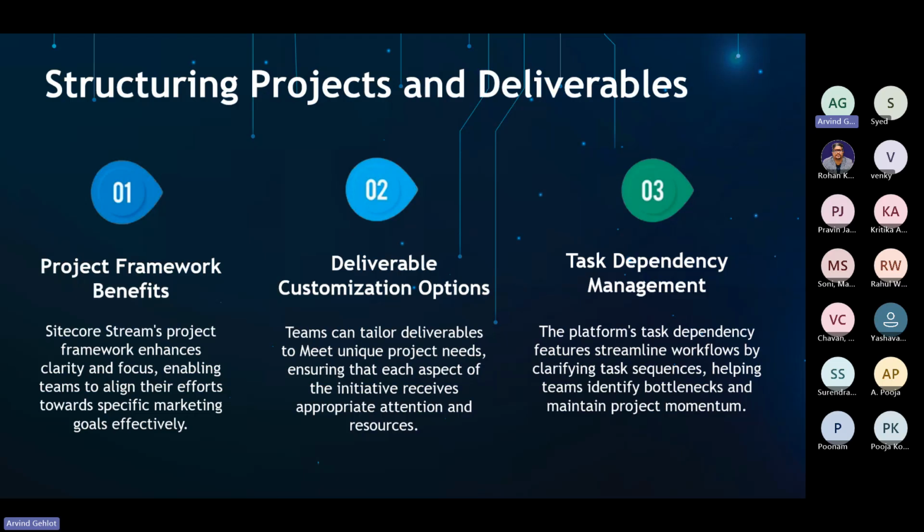Here is how each feature improves project management, starting with the enhanced project framework, which focuses the team's effort, ensuring everyone is aligned with the specific marketing objective. Think of it as a project GPS, keeping everyone on track towards success. Second thing is customizable deliverables. So teams can craft deliverables that match the unique demands of each project, ensuring every component gets the attention and resources it needs.